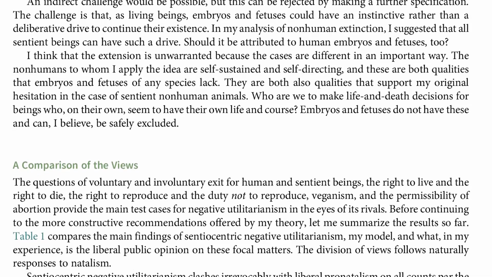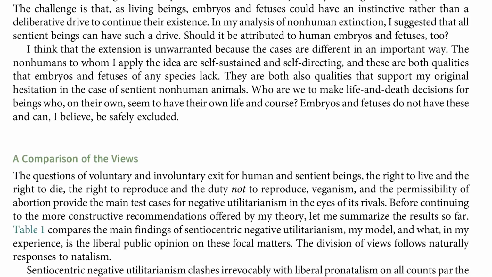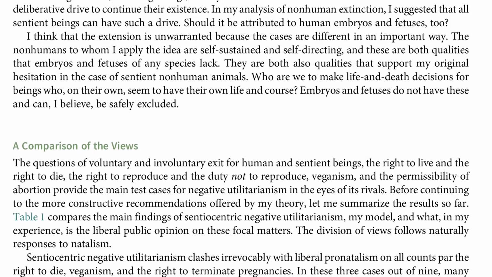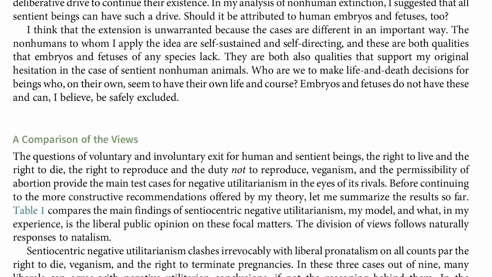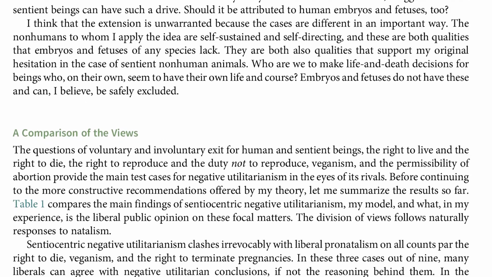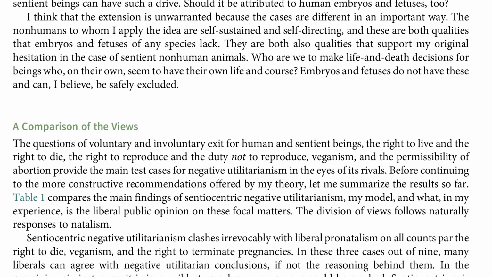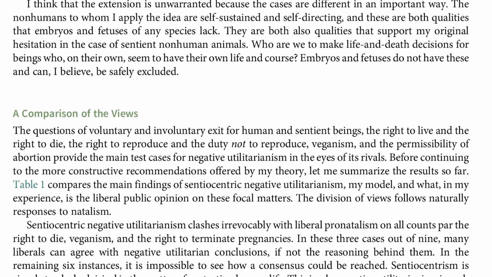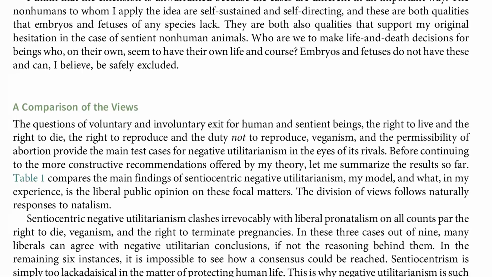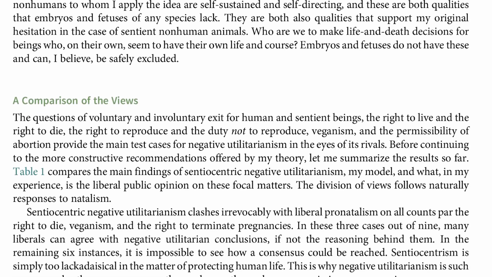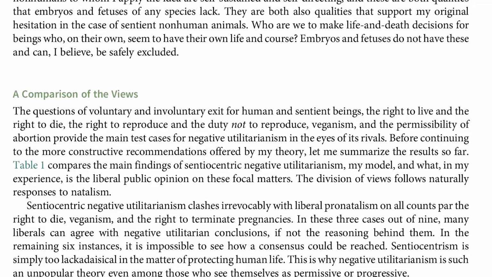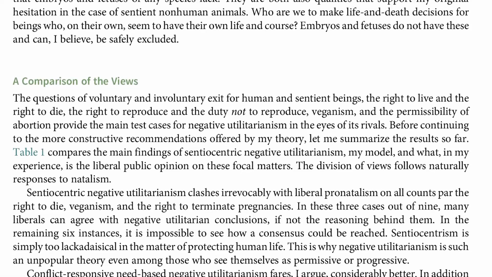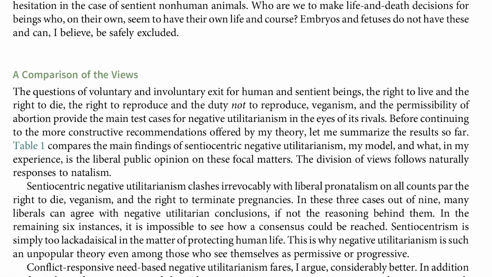A comparison of the views. The questions of voluntary and involuntary exit for human and sentient beings, the right to live and the right to die, the right to reproduce and the duty not to reproduce, veganism, and the permissibility of abortion provide the main test cases for negative utilitarianism in the eyes of its rivals. Before continuing to the more constructive recommendations offered by my theory, let me summarize the results so far. Table 1 compares the main findings of sentiocentric negative utilitarianism, my model, and what, in my experience, is the liberal public opinion on these focal matters.